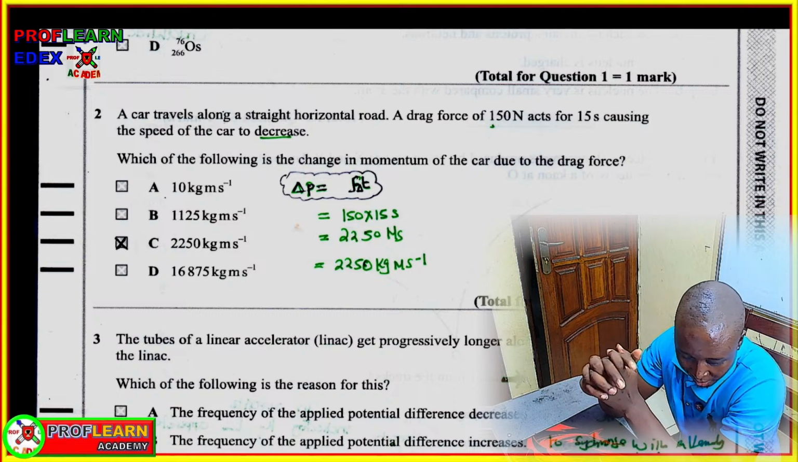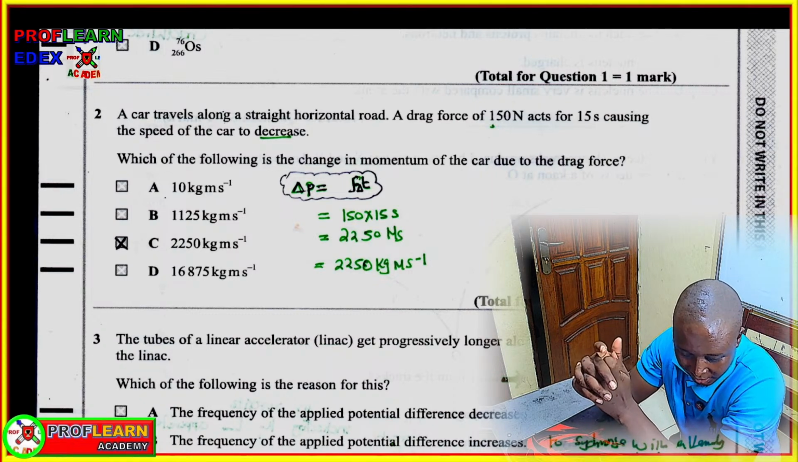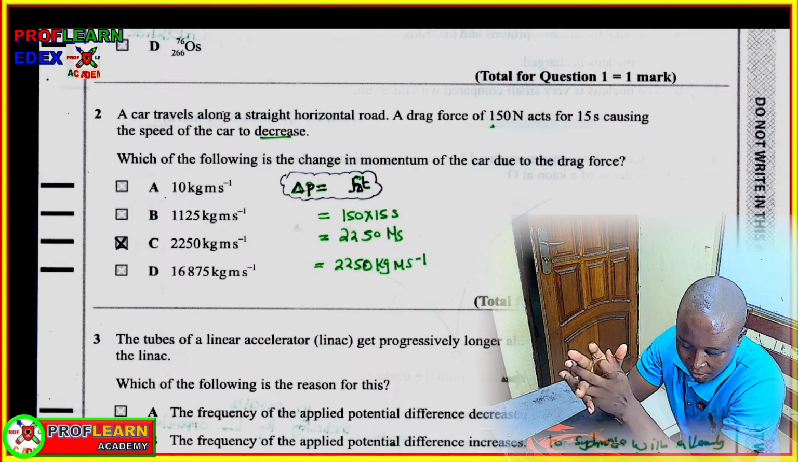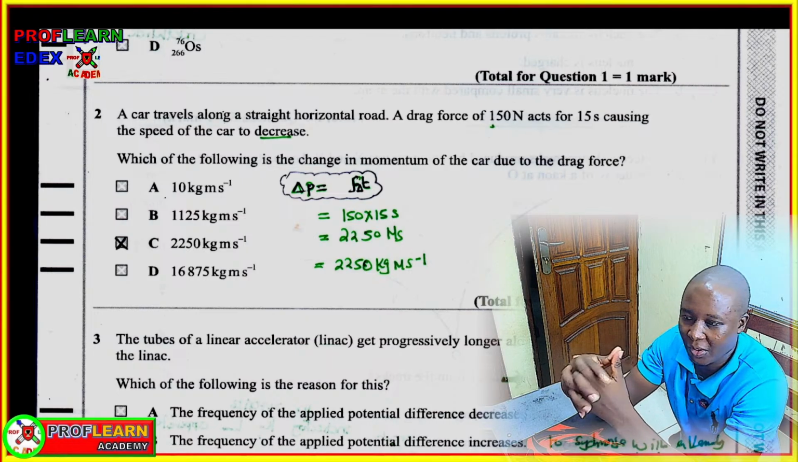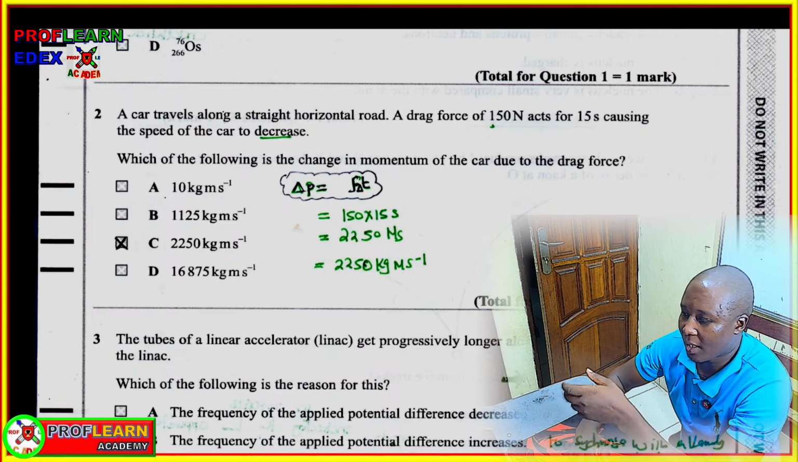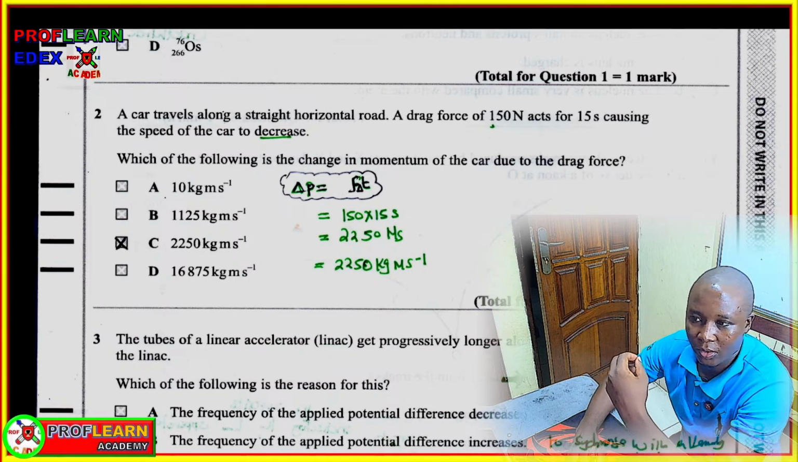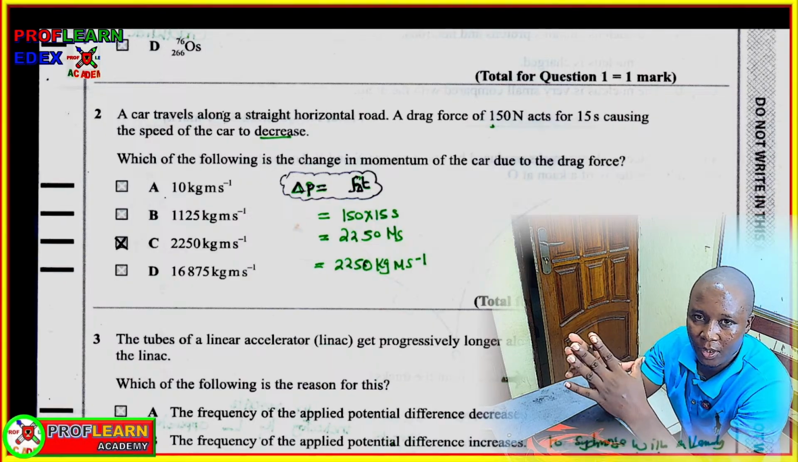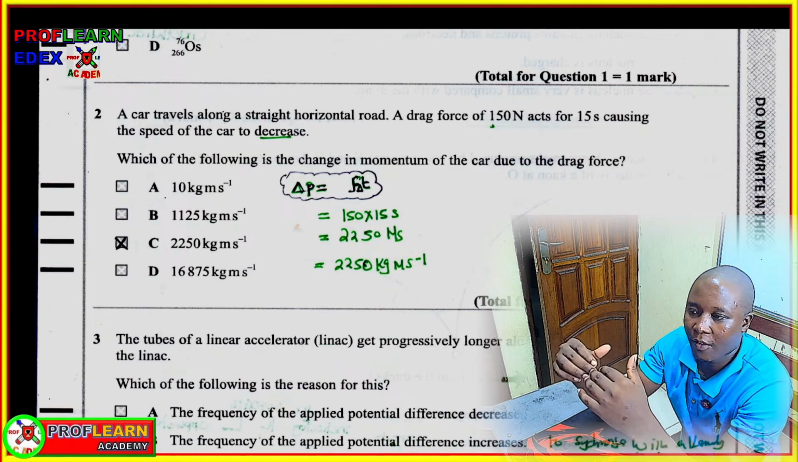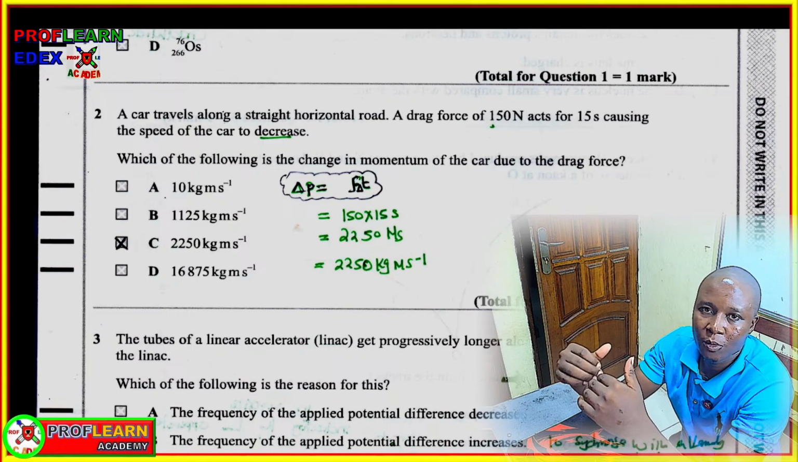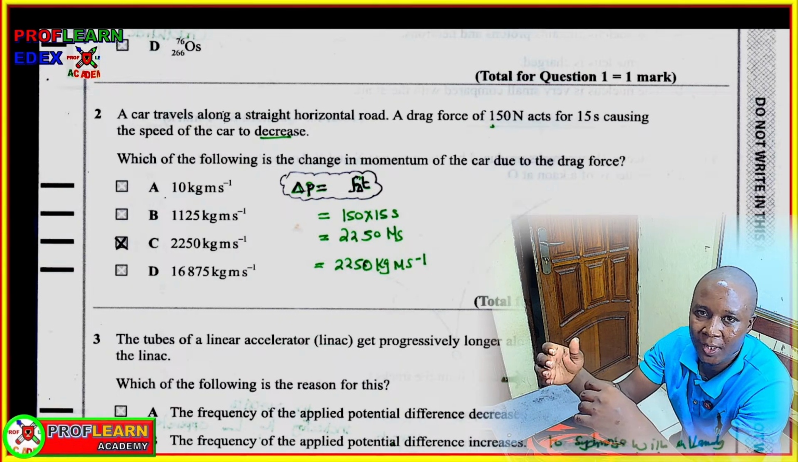And question 3 was talking about the linear accelerator, the LINAC, whose tubes get progressively longer along its length. So something that we need to understand is why does it continue to become longer and longer? Because this LINAC keeps on accelerating the particles. So as the particles move from one tube to the next tube, the speed increases.